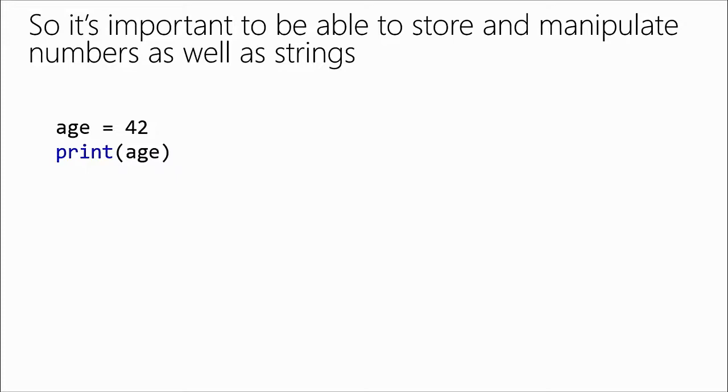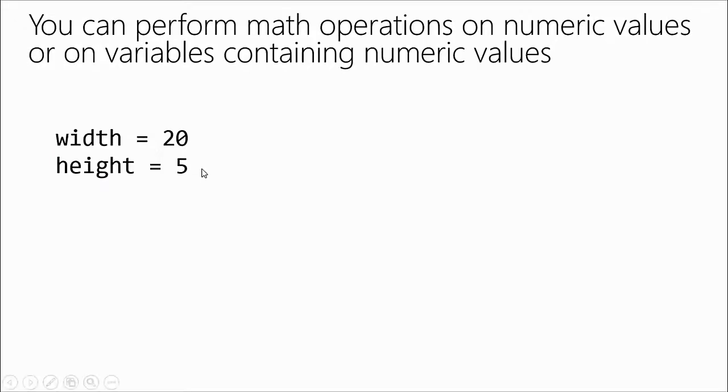If you put quotes around 42, it is now a string that contains a 4 and a 2. But when you store a value that has no quotes around it, and it's a numeric value, you're now basically creating a numeric variable. And you can print it out, you can store a width, you can store a height, you can do math with it. So you can multiply a width times a height.